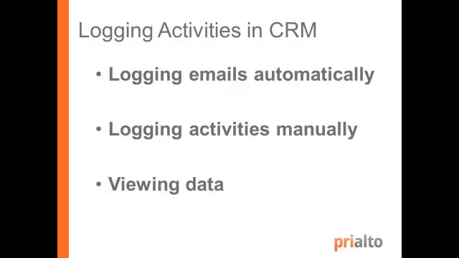The first one is if you're sending an email, you can log that email automatically by BCCing a unique email address, and we'll show you how to do that. The second one is you can manually go into the CRM, click a button, and log an activity. And those are the two basic ways, and then finally we'll show you how to view the data so that you can use that information to manage your relationships with your contacts and leads.